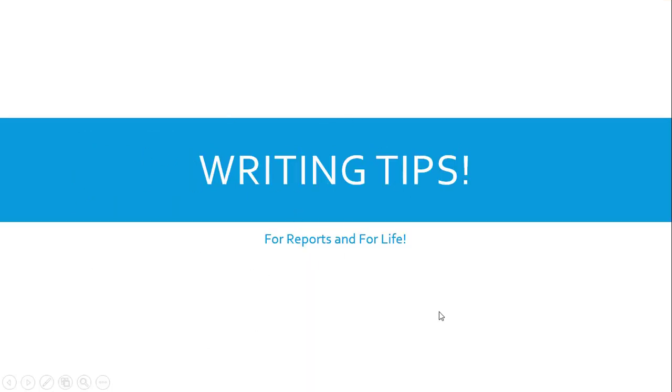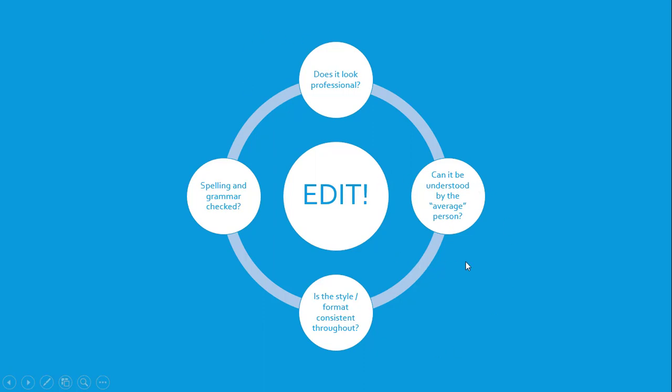Writing tips, just some general stuff. When you're done, take a look at it. I always recommend that you guys submit it to me as a PDF, and that way you get a chance to see what it looks like. If you submit something to me, paper or PDF, just look at it. Does it look like it was made by a professional or does it not? Could the average person sort of pick it up and read it? Make sure the spelling and grammar have been checked.